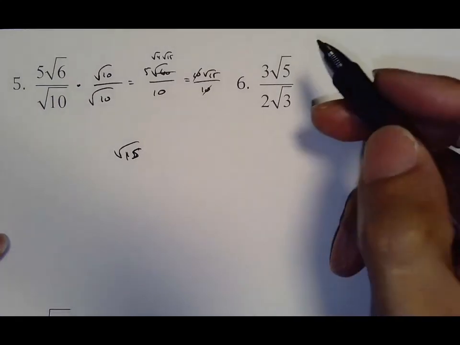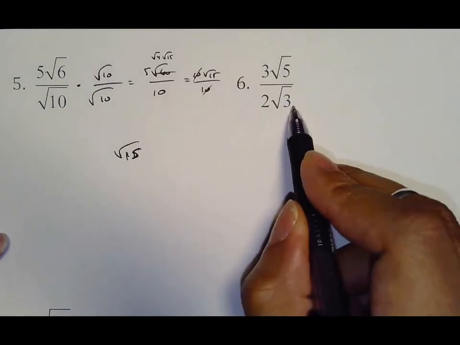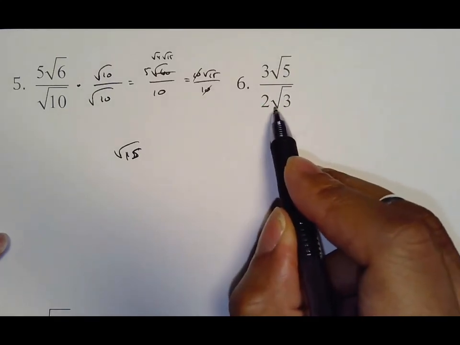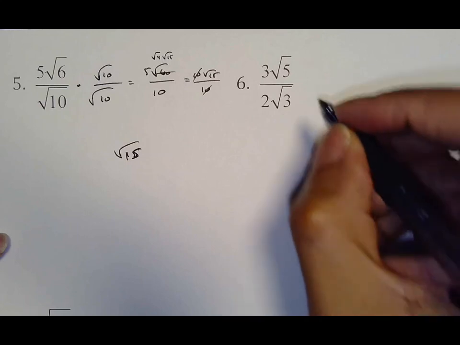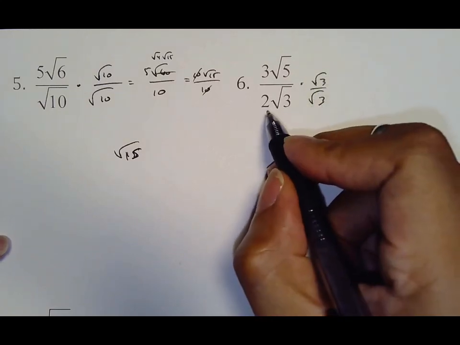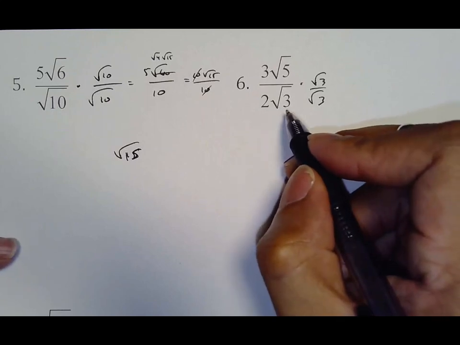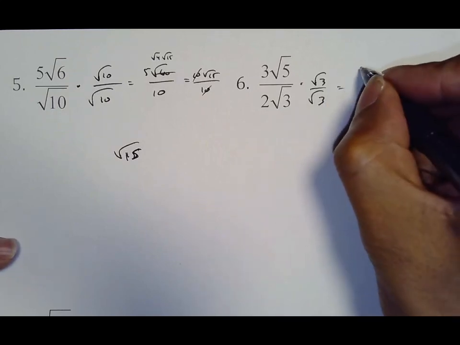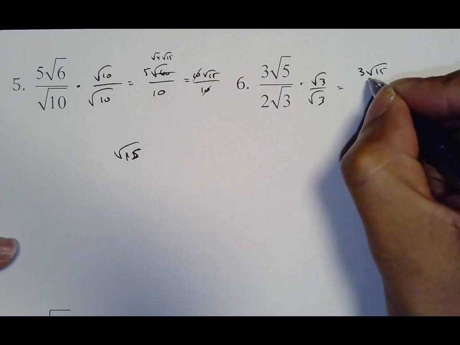Number 6, the only thing breaking this is not the 2 root 3, it is just the root 3. So there's no need to multiply by 2. We're just going to multiply by root 3 because we don't care about the 2. Numbers are okay on the bottom, radicals are not. So when we go to do this, it ends up 3 root 15.